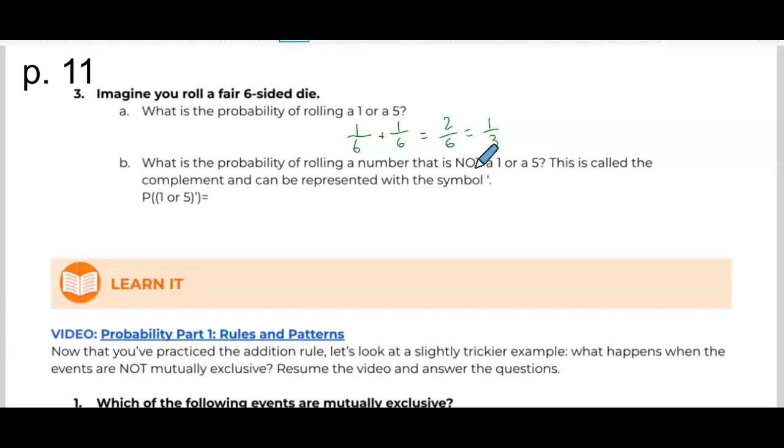Right? Now we're saying the probability of not rolling a 1 or a 5. And again, it's noted with an apostrophe. So what we can do is 1 minus the probability of getting a 1 or a 5.